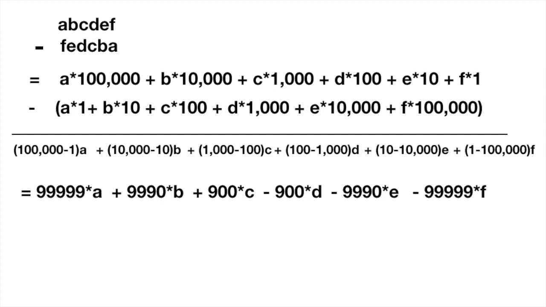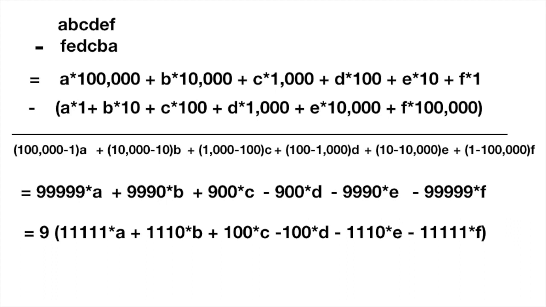All of the coefficients are multiples of 9, so we can factorize 9 out of our expression, which is the difference between the number and its reverse, so we can get this expression. This expression is a multiple of 9, as it can be written in the form 9 times a whole number, that whole number being this portion here.